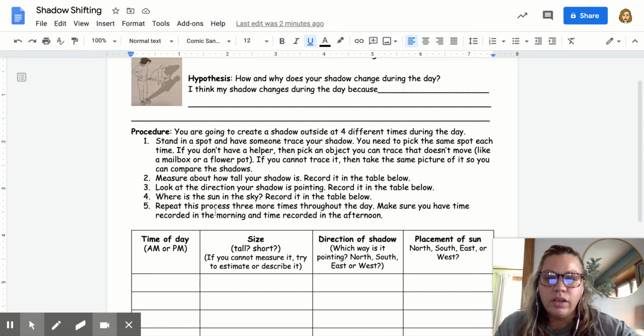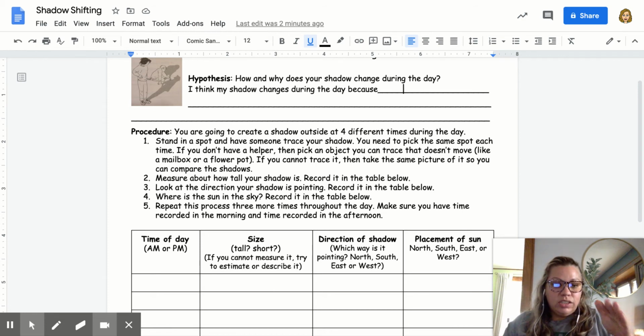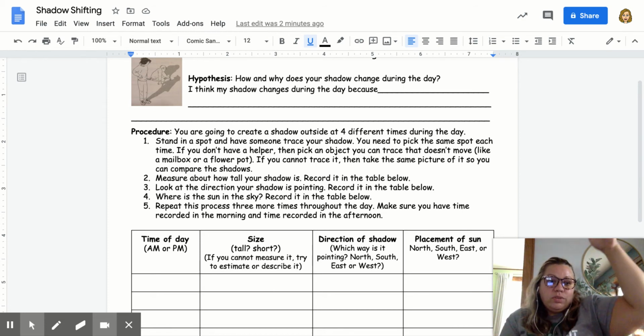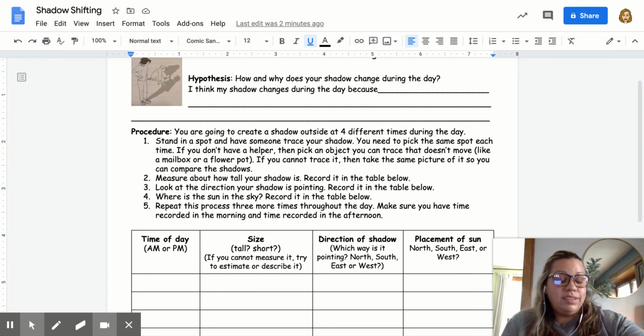So if you look, the table below says size. Tall, short. If you cannot measure it, try to estimate or describe it. So if you do not have a ruler or measuring tape at home, then describe it for me. Is it short and squatty? Is it really tall and skinny? How does it appear?